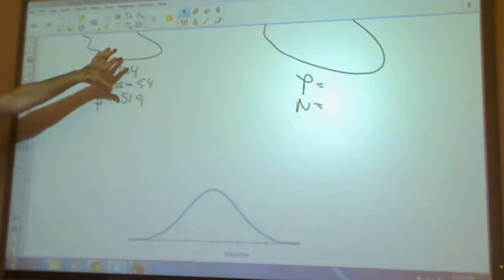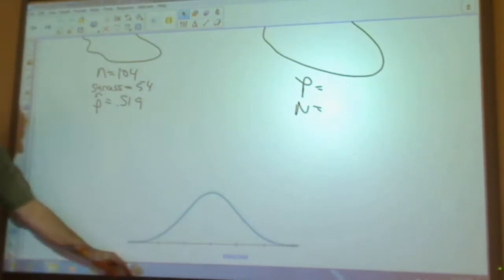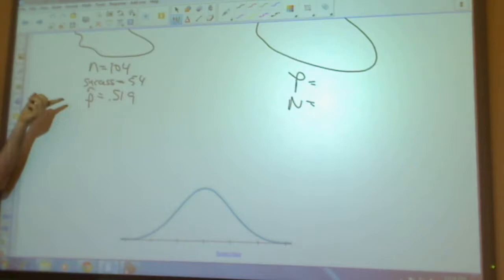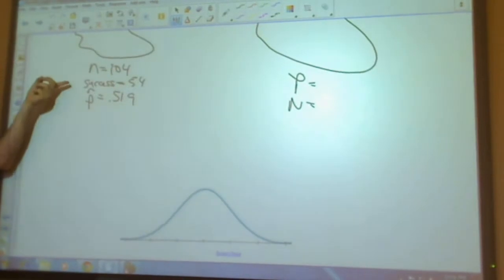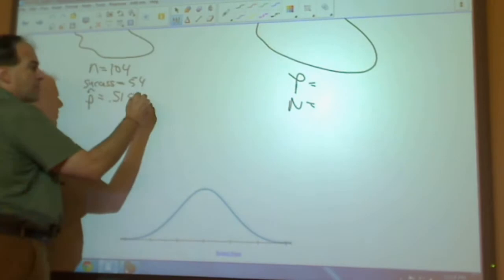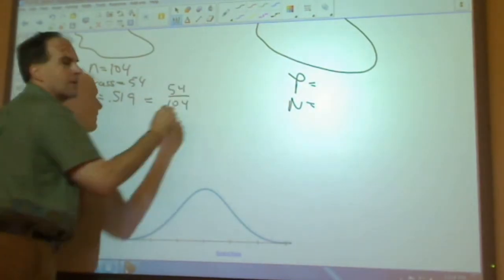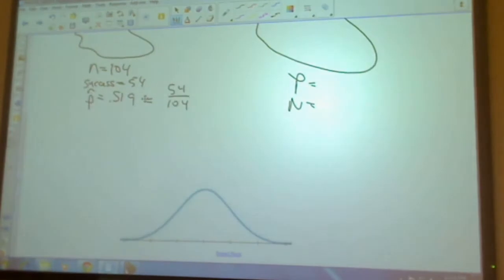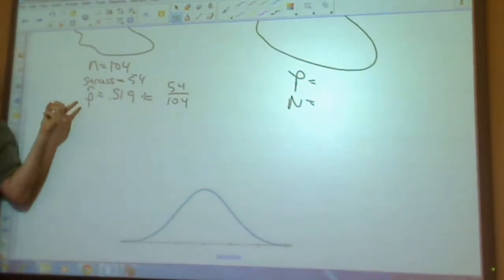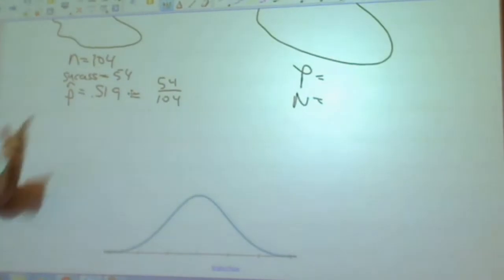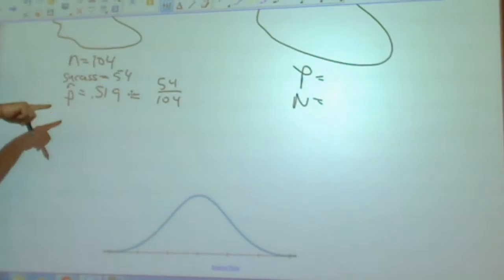This is a sample. We can generate a model of what the sample proportion should look like. Number of successes, so the proportion estimate is 54 over 104. Does that make sense? We expect that if I did another sample of 104, the proportion would be slightly different, right? So this is a random variable.